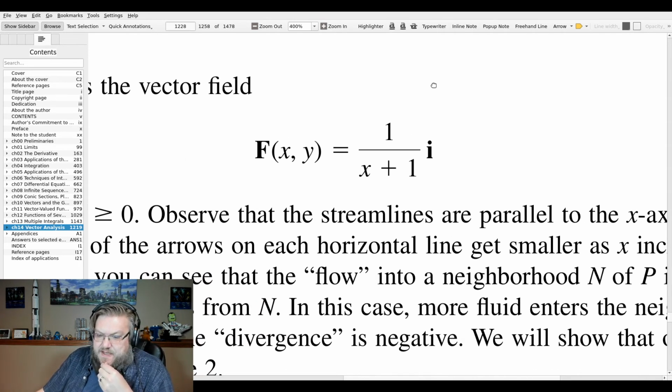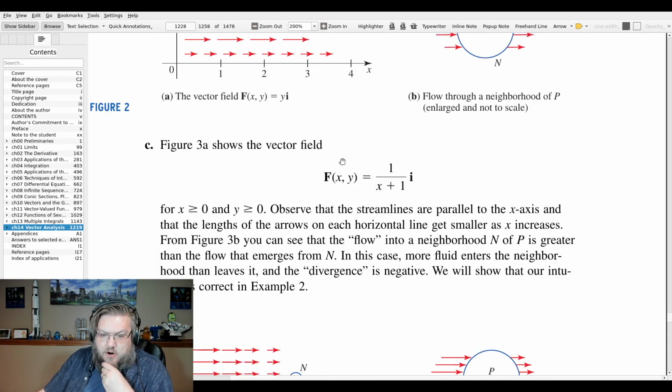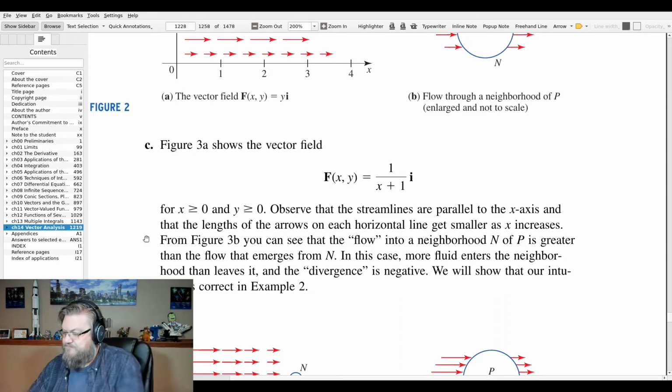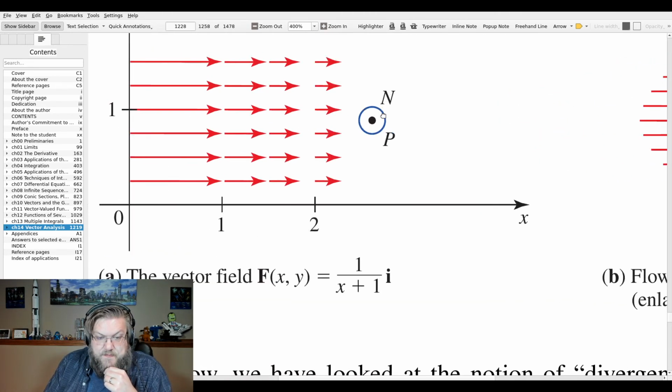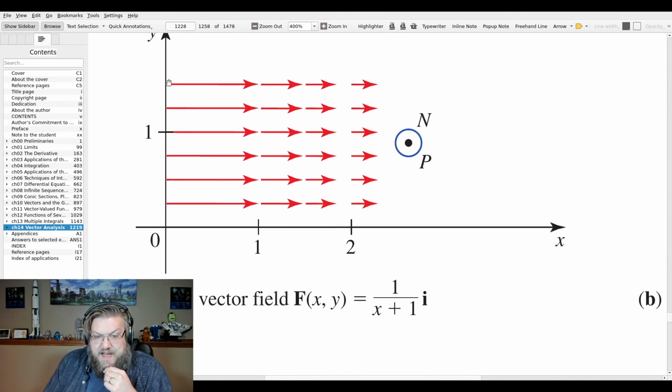Okay. Then for our third example, we have 1 over x plus 1I. Okay, we haven't worked with this field before, so let's take a look at how these arrows work. See this? As you move horizontally, it goes real fast at first and then slows down the further you are away. See that? Like that? Right? And it looks like it's the same behavior no matter what your y coordinate is. Right? So let's think about the flow going in and the flow going out of a neighborhood.